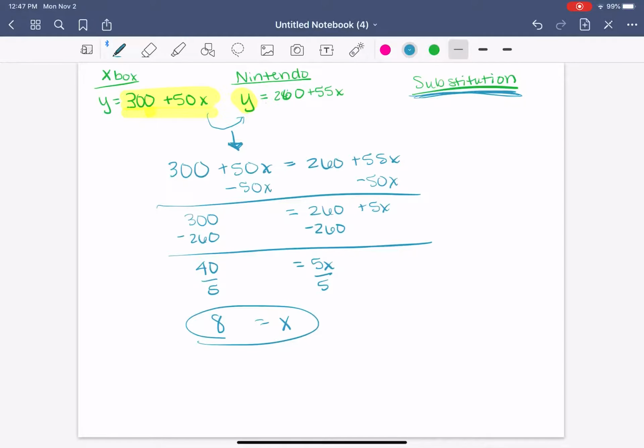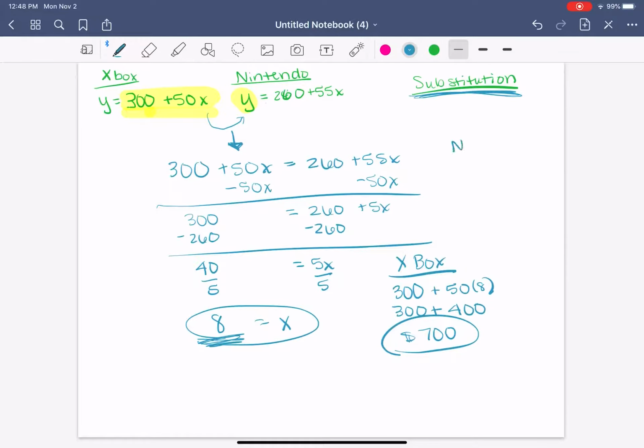What that tells me about this situation is that if I buy a system and 8 games for each of these, my total cost for both sets should be the same. So let's check. For Xbox, I have to buy one system, $300, to play the games. And then if I buy 8 games, and each game costs $50, that's 50 times 8. That's 300 plus 50 times 8 is 400. That would be $700.